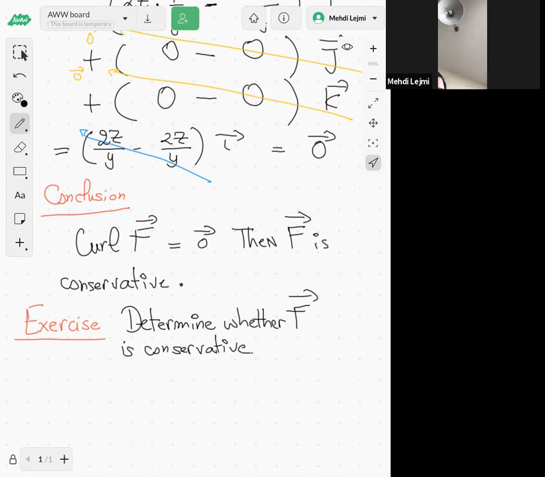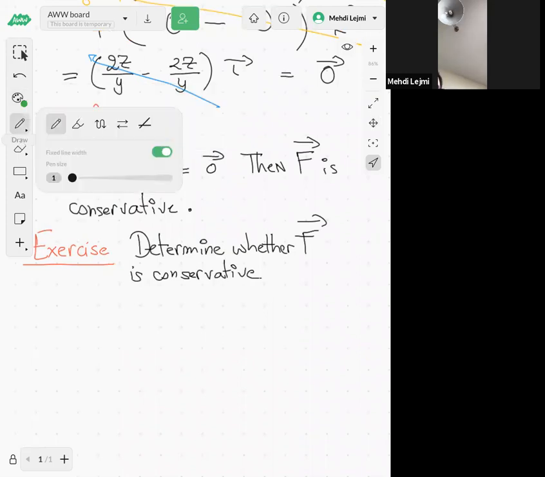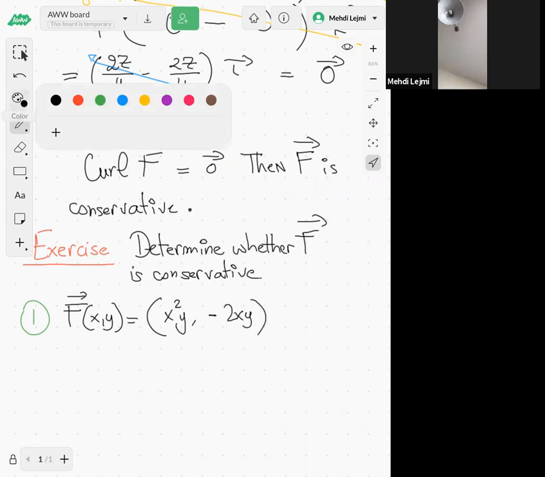Okay, so let's start with a two-dimensional vector field. One: F is equal to, so it's two-dimensional, so we're going to have two variables. So it's just, let's say, x squared y, minus 2xy. All right.